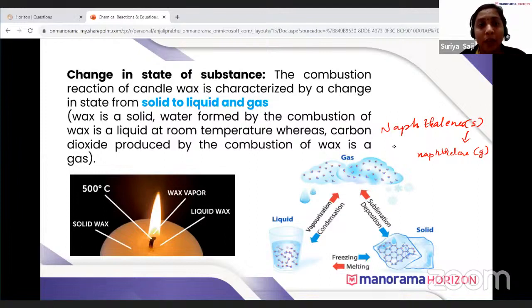So here we can see the state change happening, and also we can take the case of water. H2O solid, that we call ice. Actually, this reaction is reversible. Ice will go to water, then water will go to vapor. So this is another example in which phase change is happening.